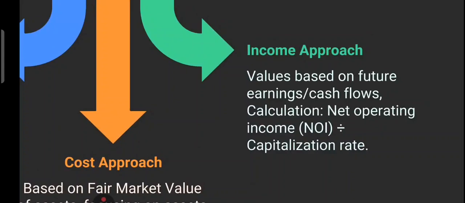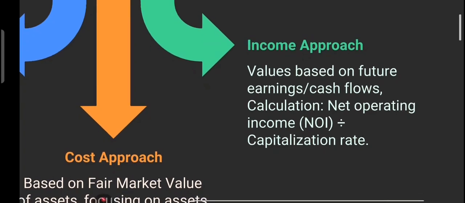The income approach thinks about the future. This approach values an asset based on the future earnings or future cash flow. It's all about calculating NOI, net operating income, and dividing it by the capitalization rate. So you must remember the formula we use while using the income approach: net operating income, NOI, divided by capitalization rate. So it values an asset based on future earnings or future cash flow.